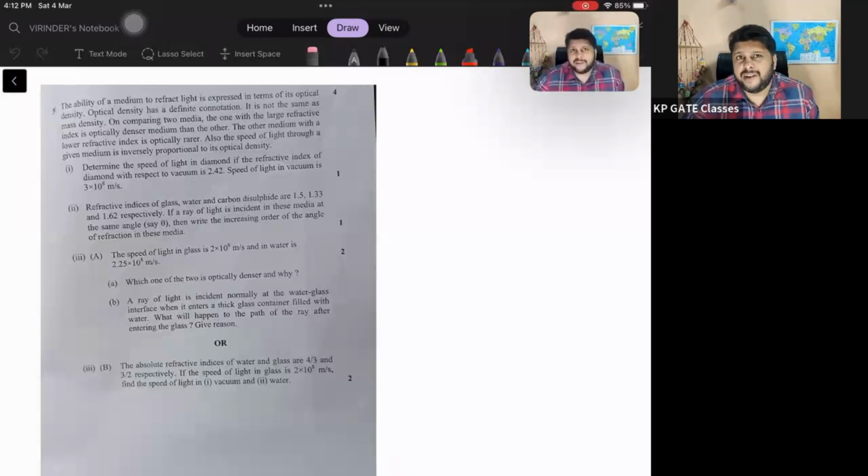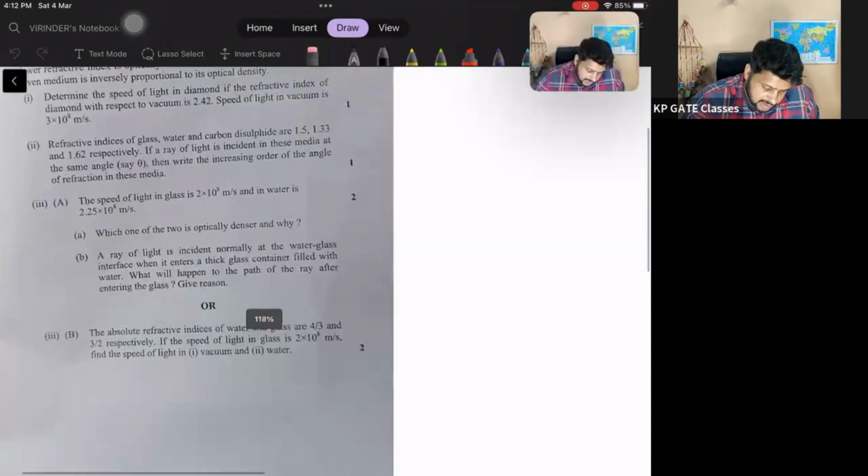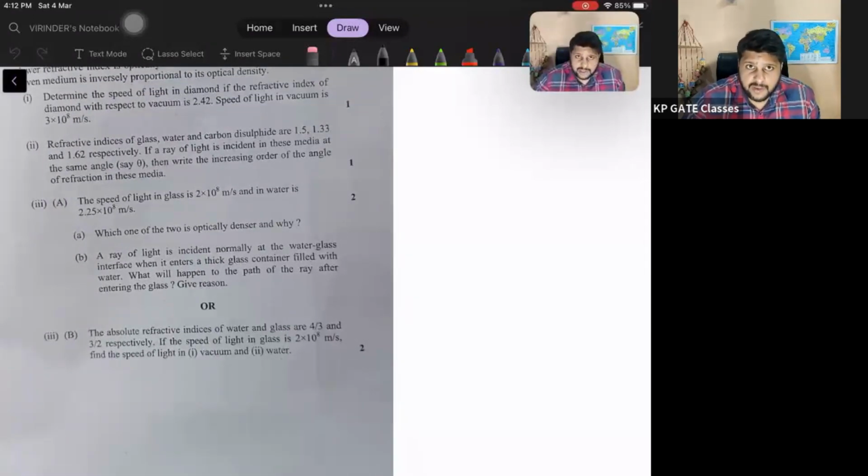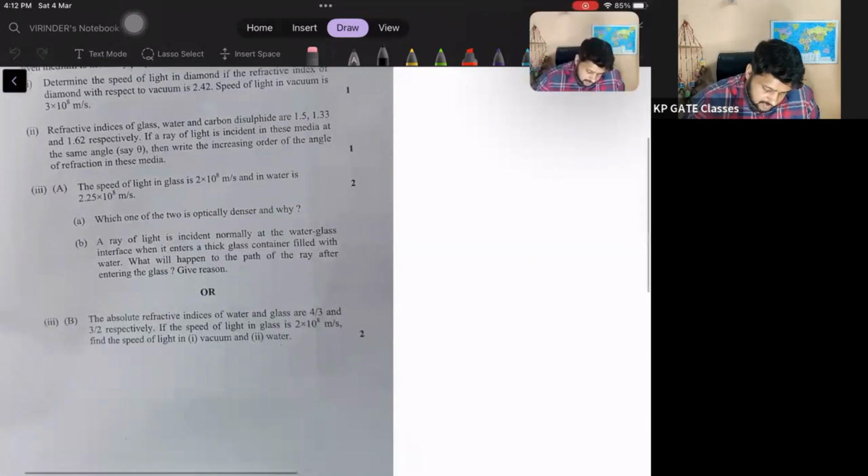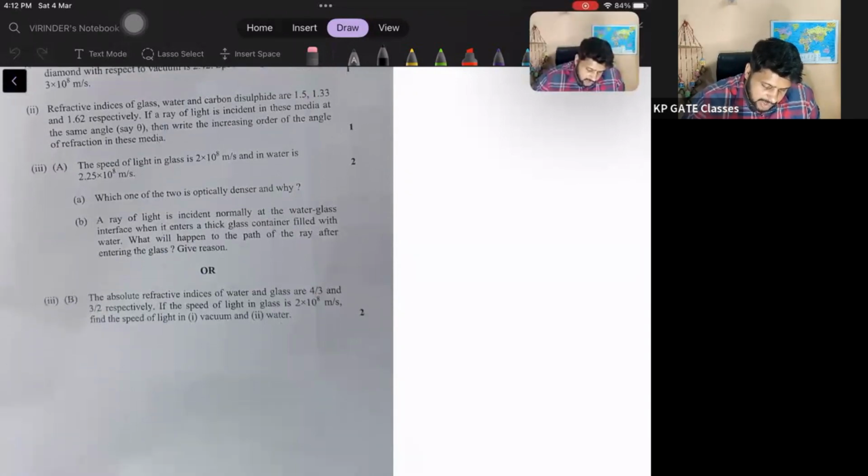Again, the refractive index is given, so you know how to solve this one. The speed of light in glass is this and in water is this. Which one of the following is optically denser? Denser will be where the speed is less. A ray of light is incident normally at a water-glass interface. When it enters a thick glass container filled with water, what will happen to the path of the ray after entering the glass? Glass is denser in comparison to water, so it will move towards the normal.